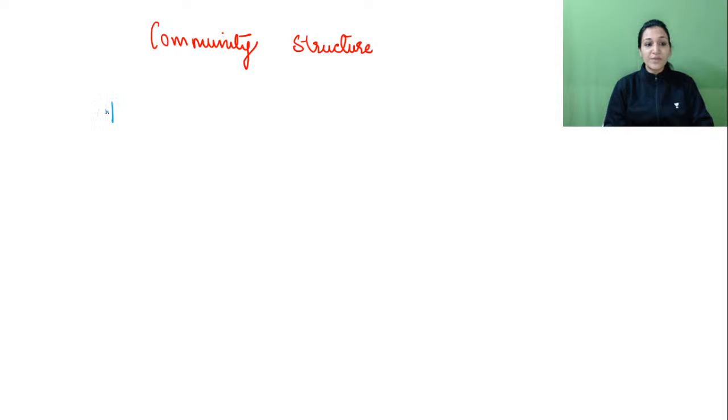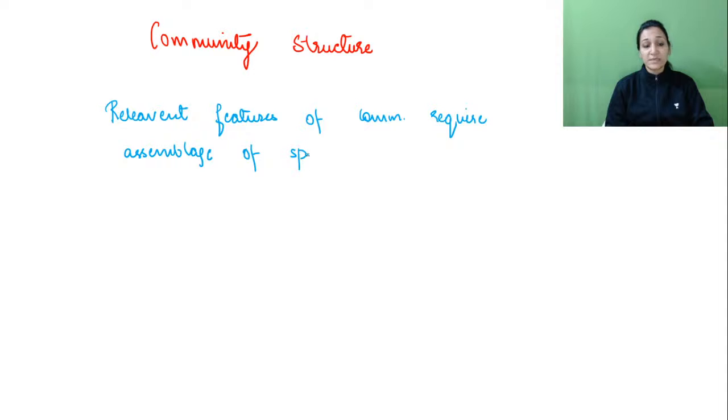So relevant features are important whenever we are talking about a community. Relevant features of a community require an assemblage of species which coexist in a habitat, and they interact.